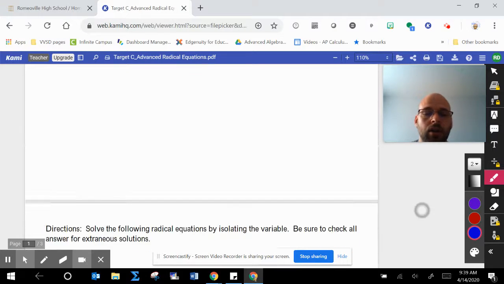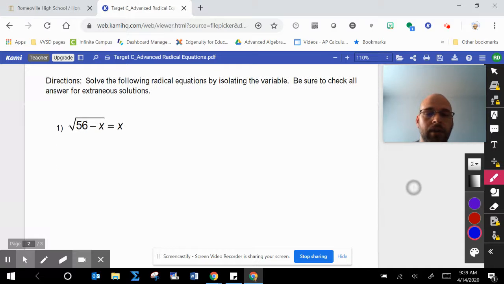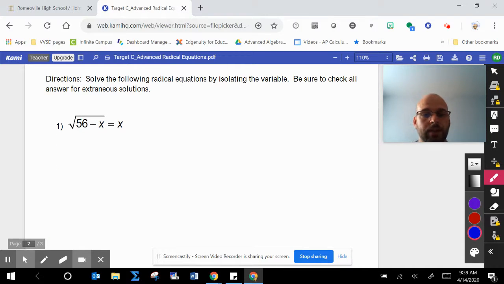All right. So I have a problem here. We have variables on both sides. Okay, I have a square root on the left-hand side. So the square root of 56 minus x is equal to x. Okay, so the technique that we're going to use here is we want to get rid of that radical.